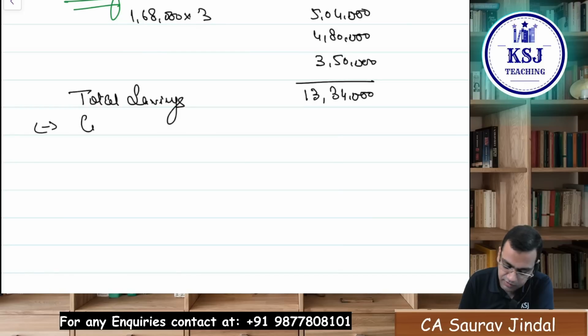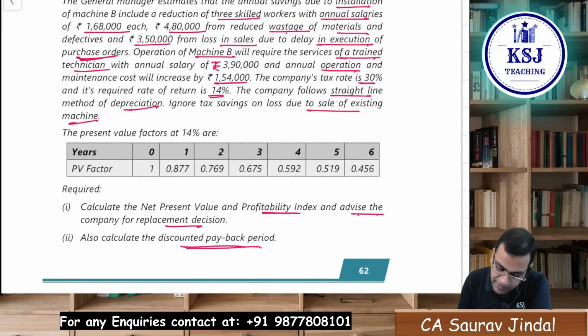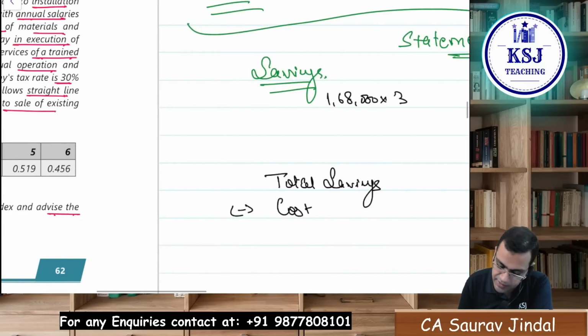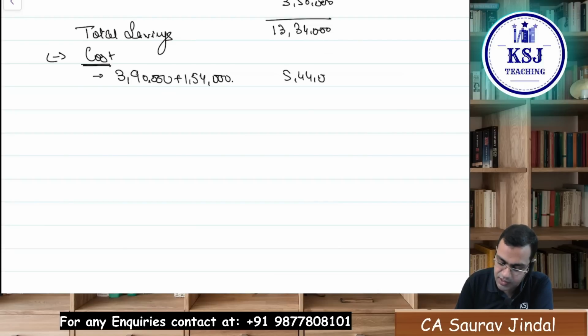Minus the cost. What is the additional cost that we will have to incur? For that, services of a trainer, 3,90,000 and 1,54,000. Right? 3,90,000 and 1 lakh plus 1,54,000. Right? 3,90,000, 90,000 plus 1,54,000, that comes to 5,44,000. Sir, anything else to be taken?